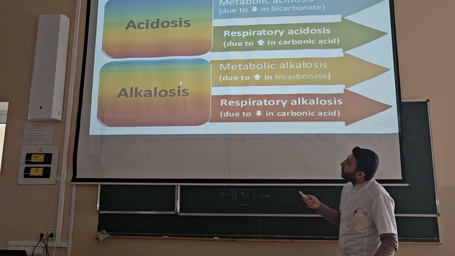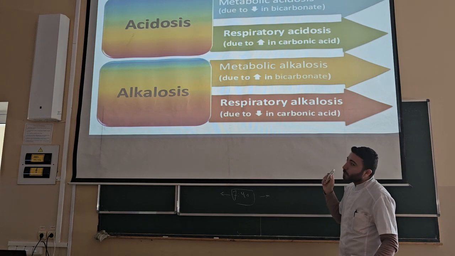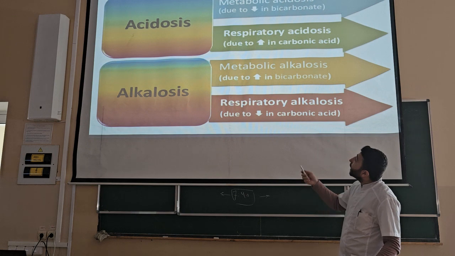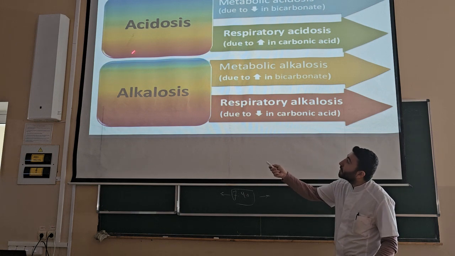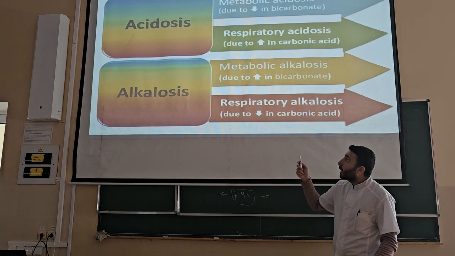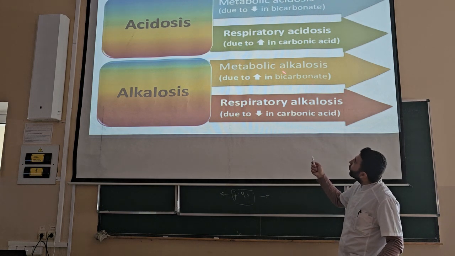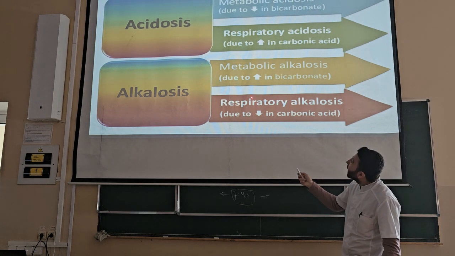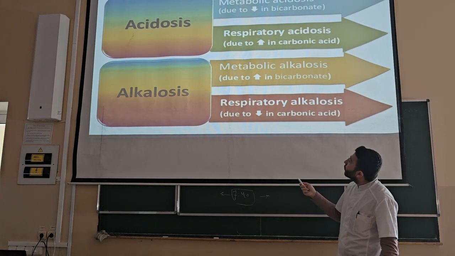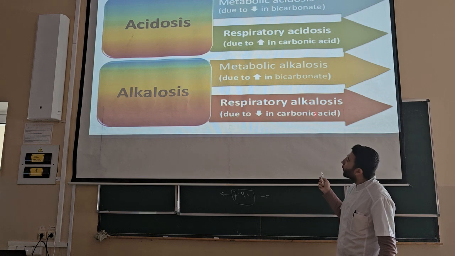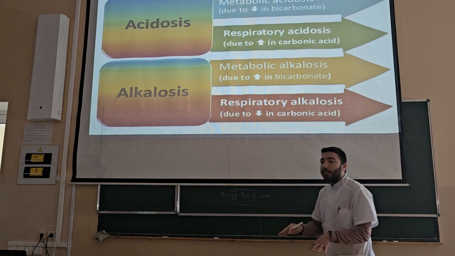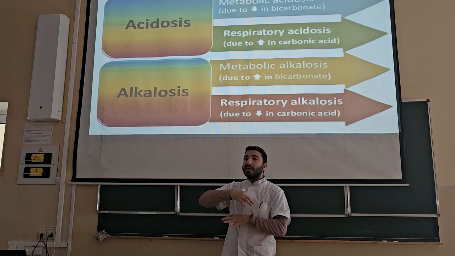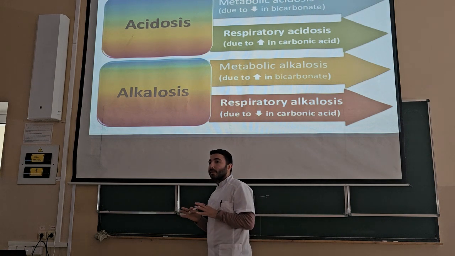In alkalosis, we will also speak about two types: metabolic and respiratory. Here the alkalosis type is the opposite of the acidosis. So metabolic alkalosis is due to an increase in the bicarbonate. That's the first one. Respiratory alkalosis is due to a decrease in the carbonic acid. Less carbonic acid, high bicarbonate, it's alkalosis. The opposite is acidosis. Is this understood, guys?